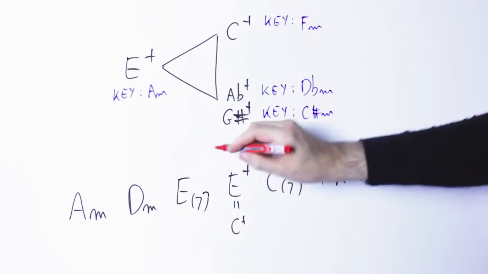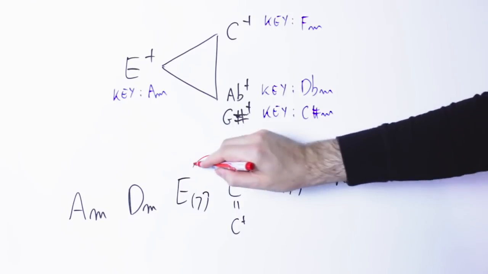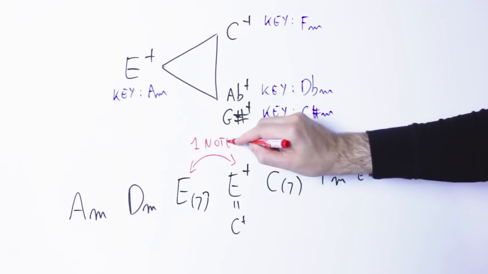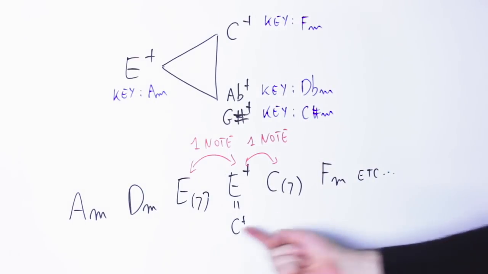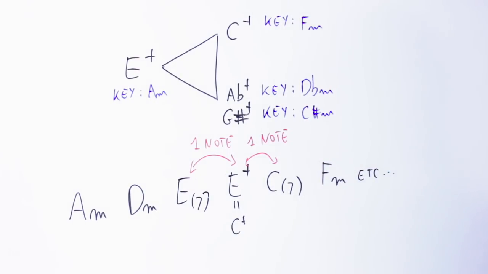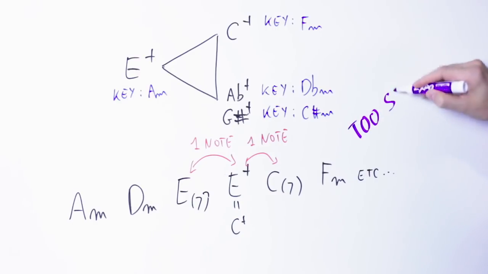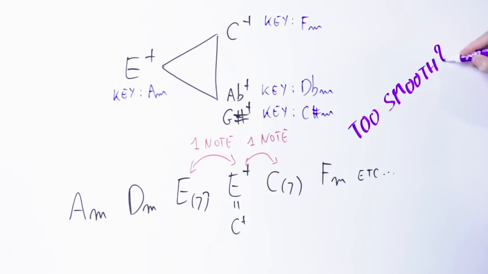Now, the difference between the E and the E augmented is just one note. And the difference between the C augmented and the C is just one note, so all these transitions sound particularly smooth. In fact, it may sound too smooth, meaning that those three chords may seem to be saying the same thing, so the progression is not moving. It depends on the feeling you want to give to your listener. So, here's how it will sound.